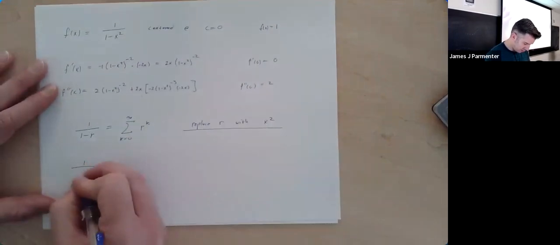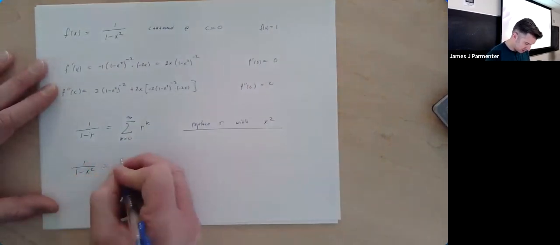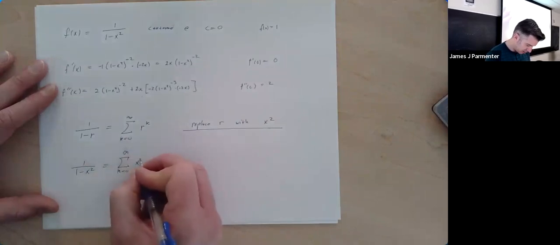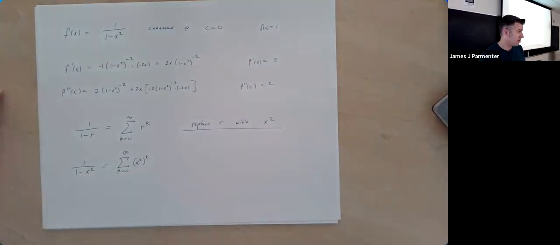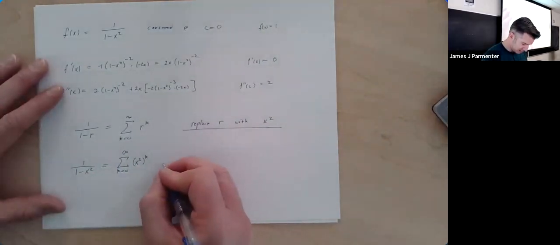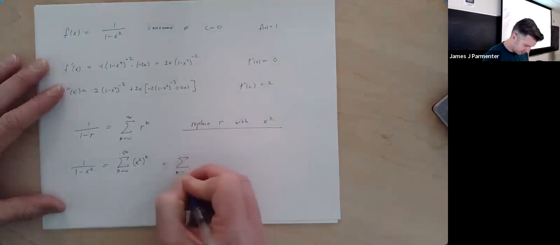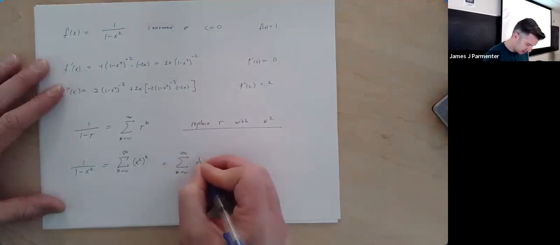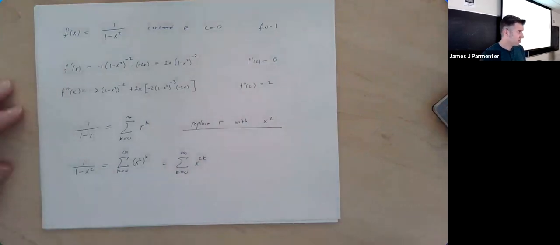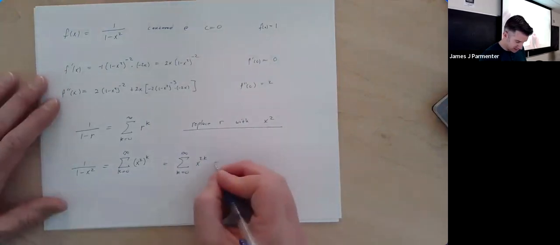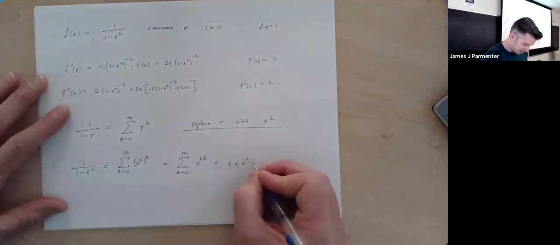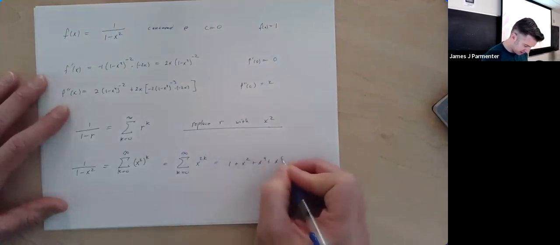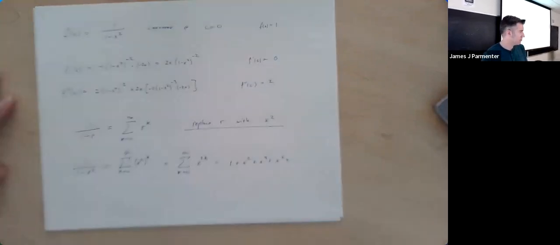So 1 over 1 minus x squared is equal to the sum from k equals 0 to infinity of x squared to the kth power. And a power to a power, multiply the powers. So we can really write this as the sum from k equals 0 to infinity of x to the 2k. And so if you start writing this out, it ends up being 1 plus x squared plus x to the 4th plus x to the 6th, and so on and so on.